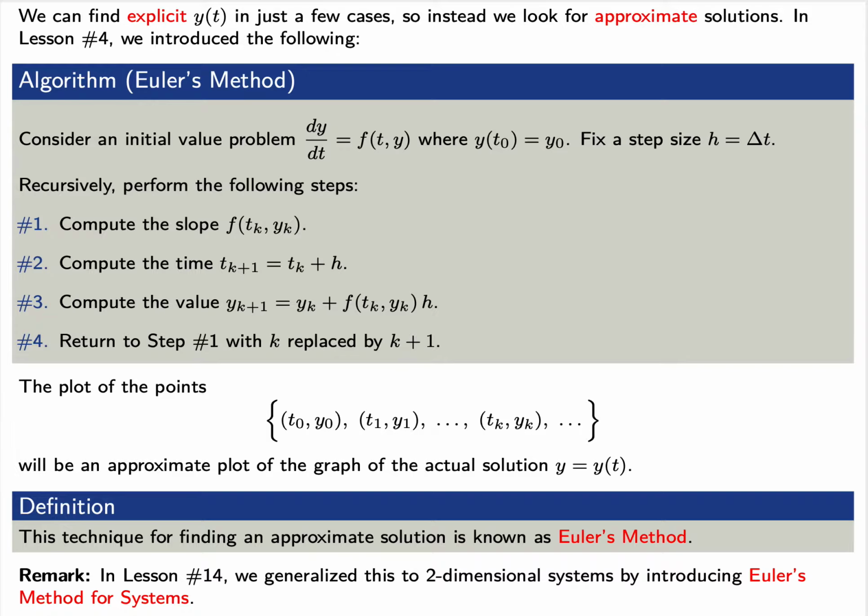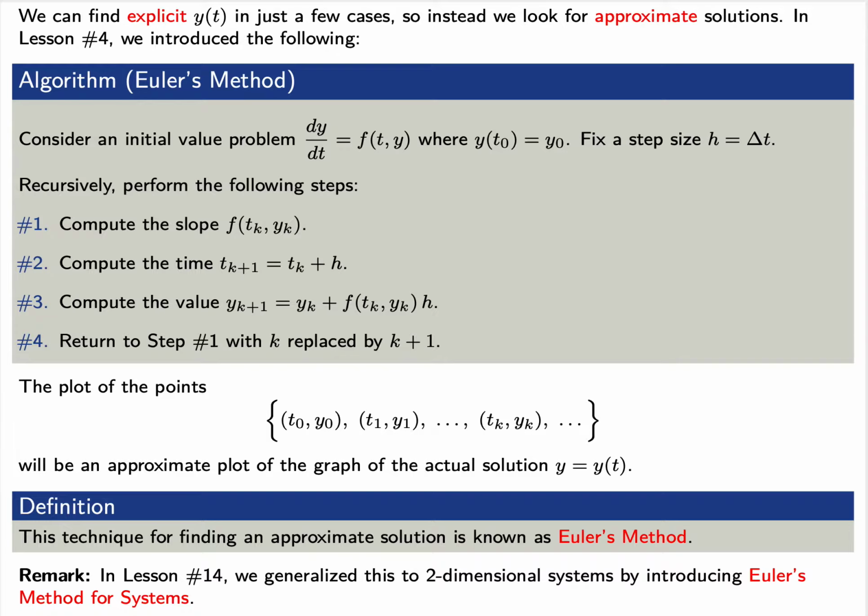First, compute the slope f(tk, yk). Second, compute the time t_{k+1} = tk + h. Third, compute the value y_{k+1} = yk + f(tk, yk) times h. And fourth, return back to step 1 with k replaced by k+1. In plotting the points (tk, yk), we would find an approximate plot of the graph of the actual solution y(t). This technique for finding an approximate solution is known as Euler's method.